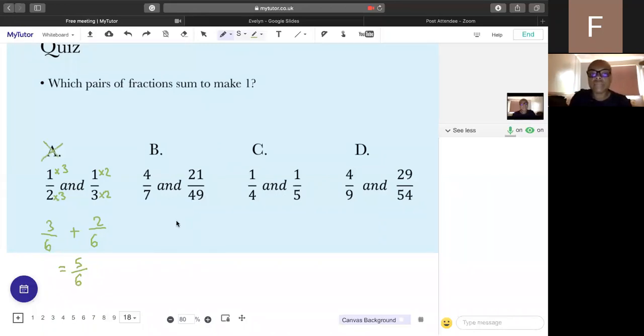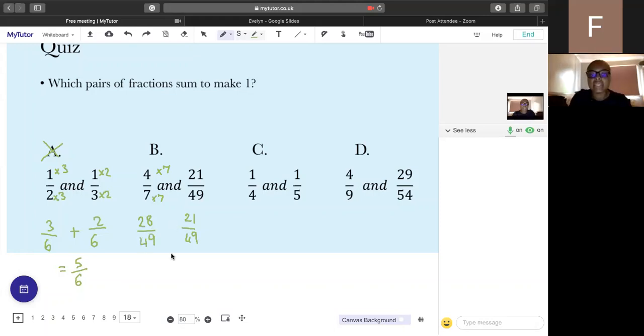The next one, 4/7 and 21/49. Now I know that both of these are factors of 49. So 21/49 can stay the same. But 4/7, I need to multiply my numerator and my denominator by 7. So 4 times 7, we've got 28, and then 7 times 7, we've got 49.